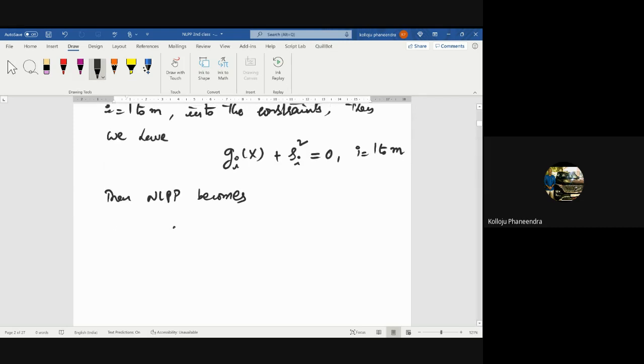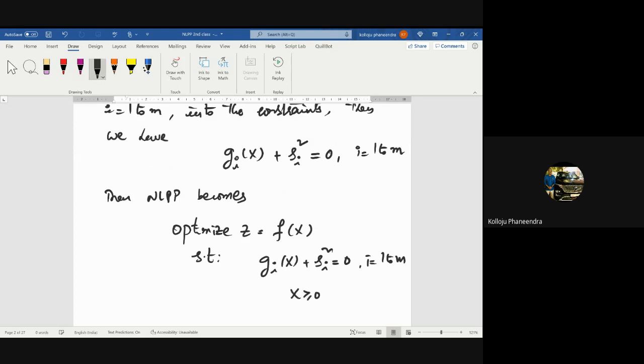What is the thing now? The NLPP becomes optimize z equal to f of capital X subject to the constraints. What do the constraints now become? Equality type constraints, i equal to 1 to m. And what are the non-negative constraints? Just x greater than or equal to 0. No need to write si greater than or equal to 0.